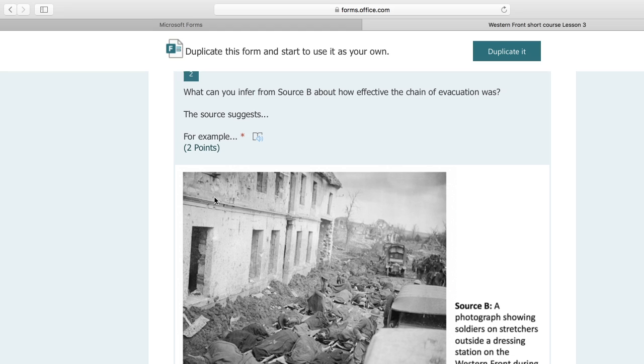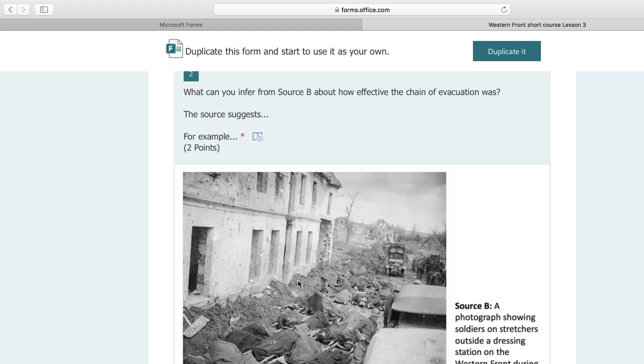You get 2 marks, 1 mark for the source suggests, so anything you can infer, so any assumption or conclusion you make about the chain, about how effective the chain of evacuation was from this image, and then an example.